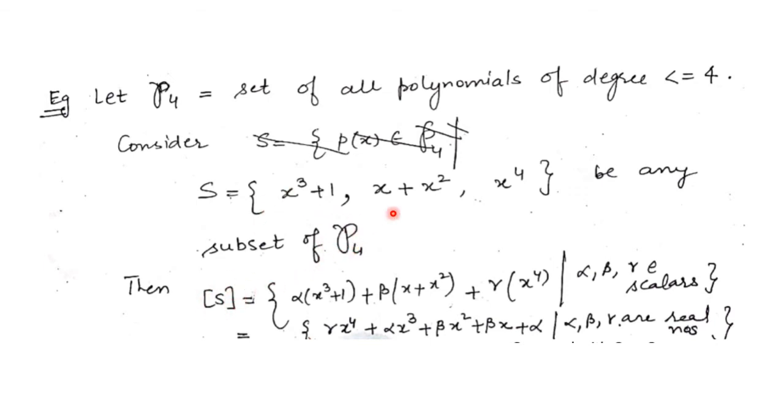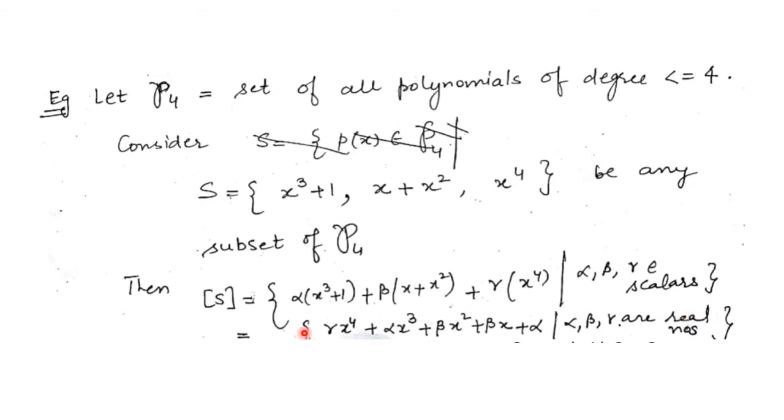It is a finite linear combination of the elements of S. So you multiply this with a scalar plus this with a scalar plus this with a scalar. Let's suppose alpha times this, beta times this, gamma times this. So alpha times u1, u1 is this element, beta times u2, u2 is this one, and gamma times u3, u3 is this one. So it is a linear combination of this.